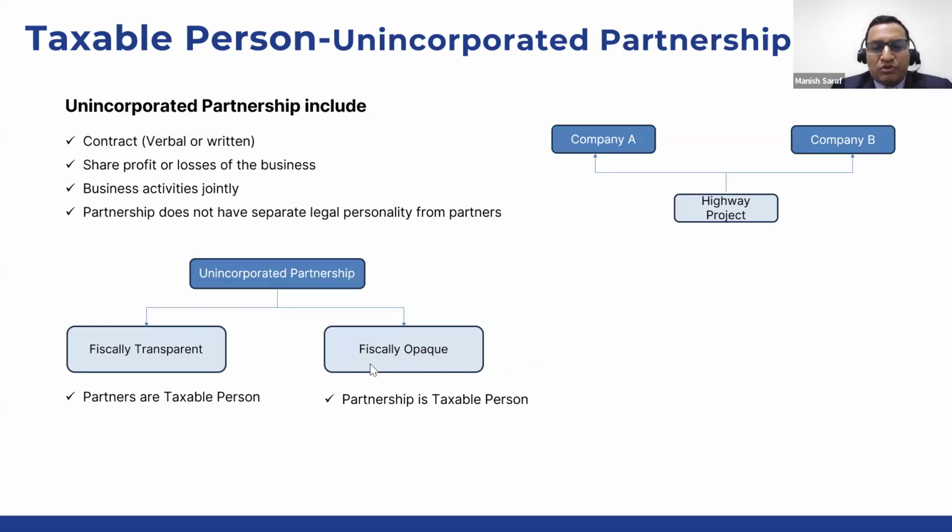And there are two types of unincorporated partnership: fiscally transparent and fiscally opaque. Fiscally transparent is where the partners, the individual companies A and B, will be taxable on their own. The income they earn from this unincorporated partnership will be taxable in the individual hands. But they can still apply for the partnership itself to be taxable, not the individual. So they need to specifically apply, and that becomes opaque.